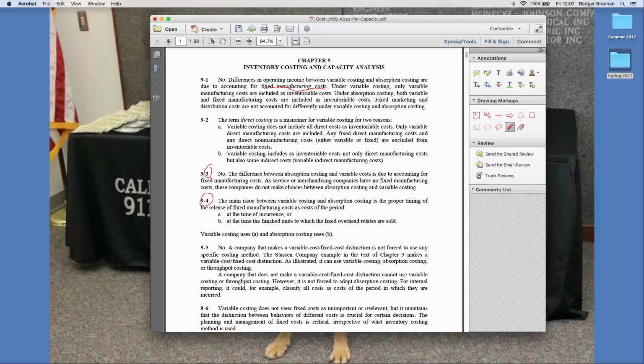So if inventory is held back, if not all inventory is sold, some of those fixed costs stay in inventory. They're not expensed.